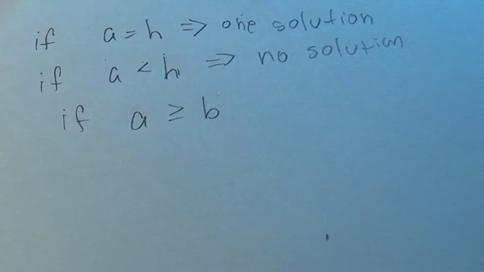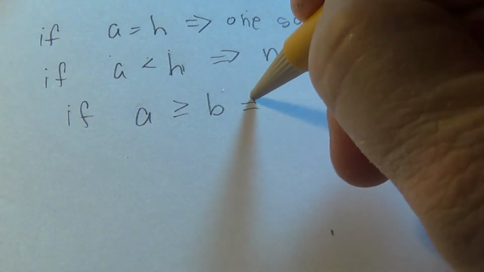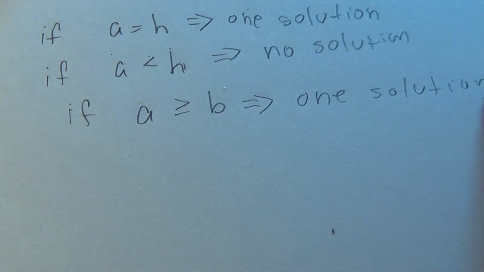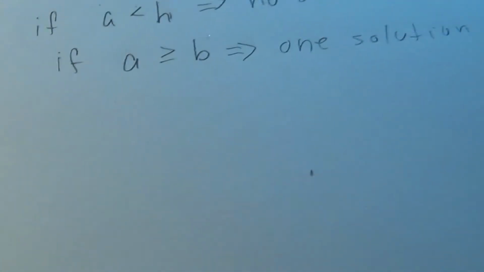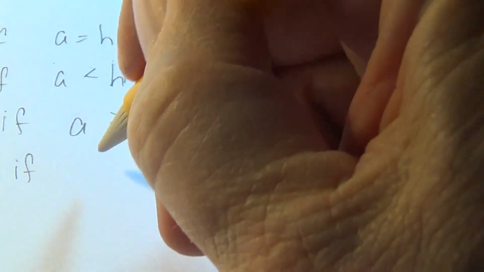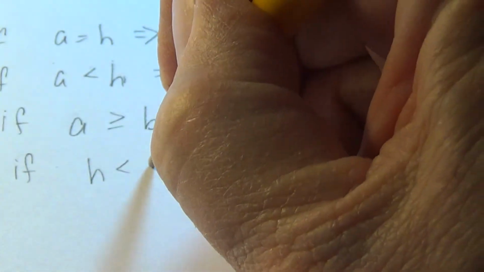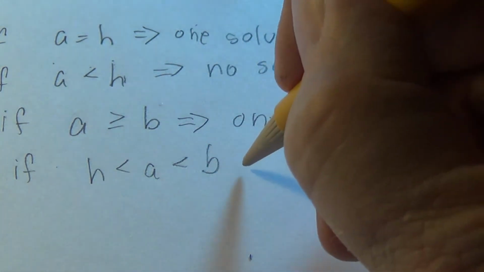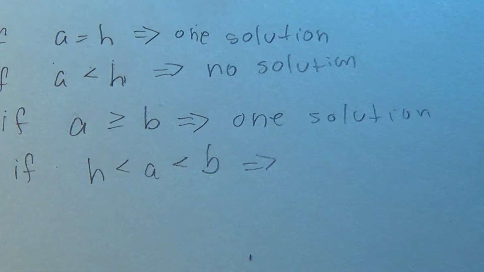So let me go down here. If A is greater than or equal to B, there's still one solution. And last case, and this is the case that is going to be our focus. If the height is less than side A, which is less than side B, let's talk about that. See if I can even snip that really short to try to show you.